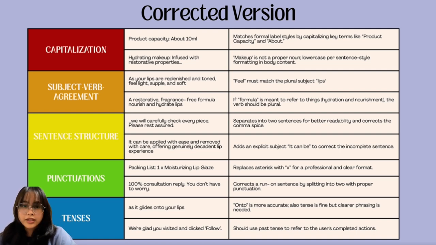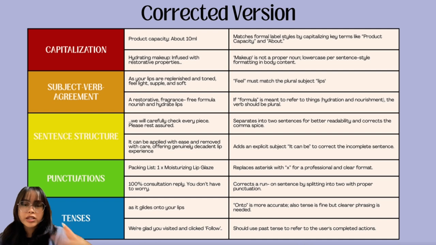And then for sentence structure, we correct run-on sentences for clearer readability. For example, we will carefully check every piece, please rest assured. We separate these into two clear sentences: we will carefully check every piece. Please rest assured. This makes it easier for the reader to understand.